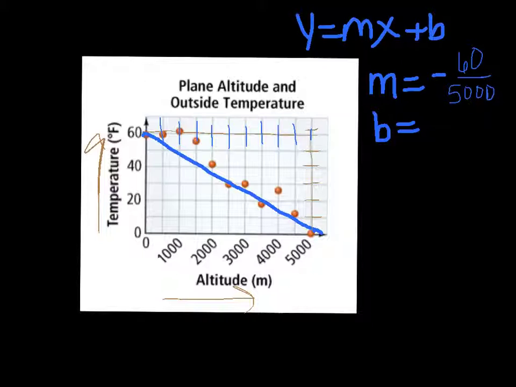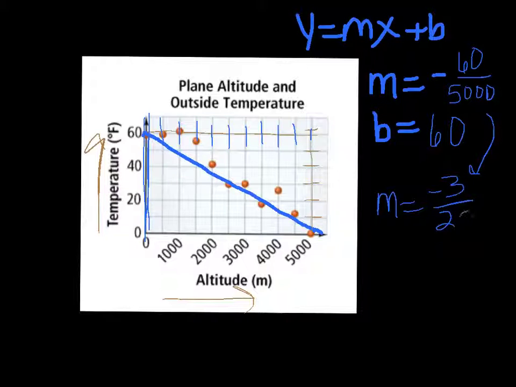Now my y-intercept is where my line crosses my y-axis, and it crosses right here at about 60, and it's positive. I'm going to go ahead and reduce. My slope is going to be negative 3 over 250. I just put that in the calculator and reduced it.